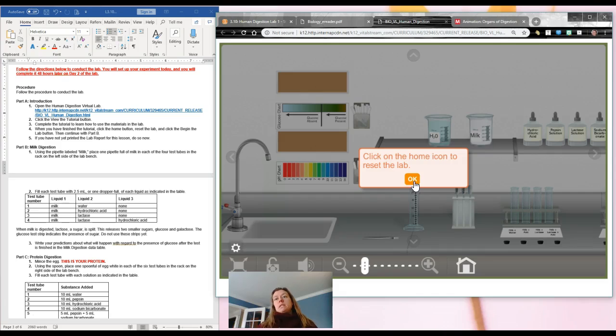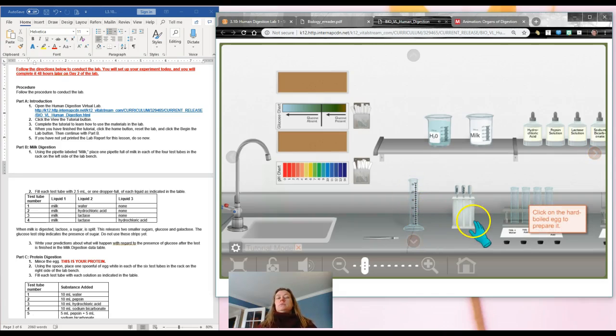Click on the Home tab to reset the lab. Click on the hard-boiled egg to prepare it. Okay, well hold on before we do that. I want you to notice on the wall over here are some indicators for us. This is a pH chart. Remember I said how we're dealing with acids and bases?